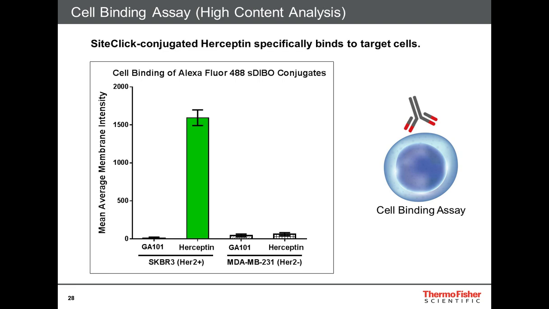We can see something similar with imaging in a high content analysis experiment. Again, a cell binding assay, just asking how well do our antibodies recognize the target cell. In this case, with Herceptin labeled with Alexa Fluor 488 S-dibo, again we see a clear positive signal showing binding and recognition of our HER2 positive cells, while our negative controls are all minimal fluorescence as we would expect.